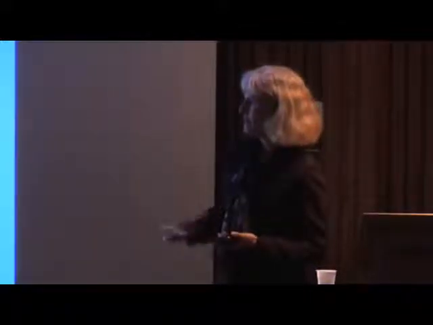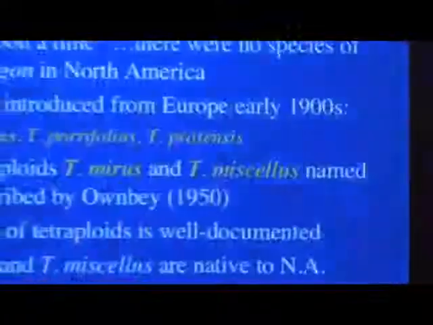So here we have them, our two Tragopogons. This is Tragopogon mirus and Tragopogon macellus. So, as I said, these species originated from diploid parents that were not native to North America. And in fact, the three diploid species were introduced into North America at various times in the 1800s and early 1900s. They were introduced into the Palouse region in the early 1900s, and we know that from herbarium records.